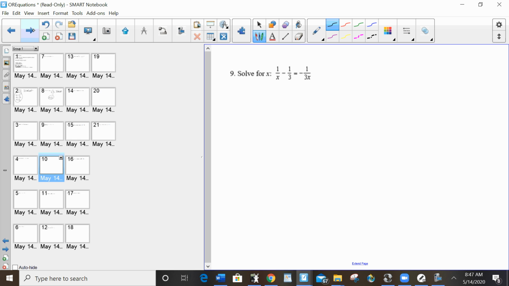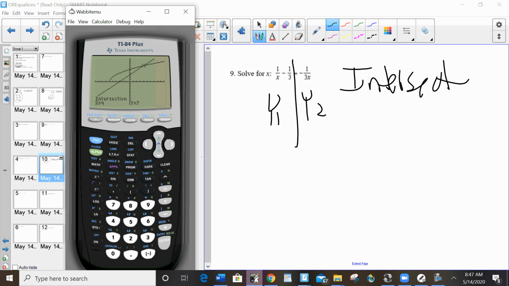The fractional equations are a little annoying. They look kind of funky, but it still works. So y1, y2, intersect. Y1 is 1 over x minus 1 over 3. Y2 is negative, 1 over 3x.